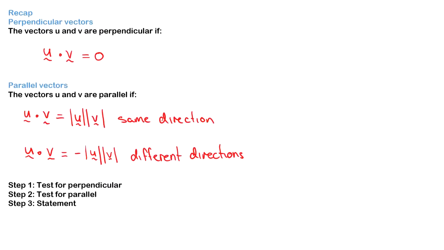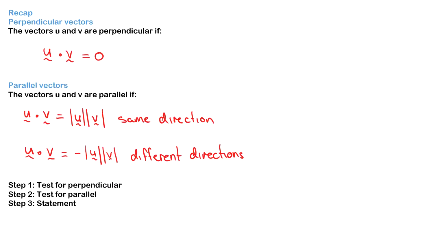Remember, if your scalar product is 0, you have perpendicular vectors. If your scalar product is equal to the magnitudes of both vectors multiplied, you have parallel. If they are both the exact same sign, you have the same direction. If they're different signs, positive and negative, you have different directions.